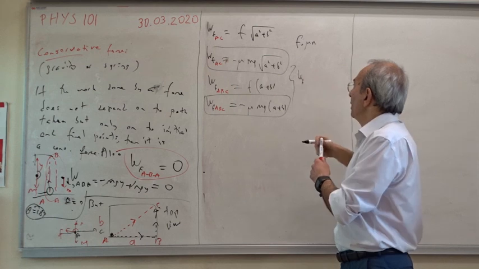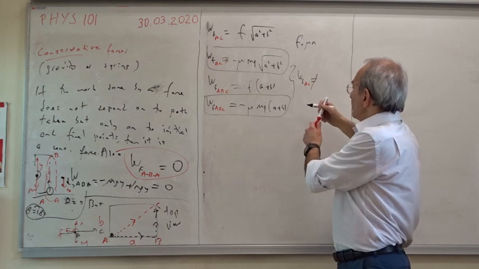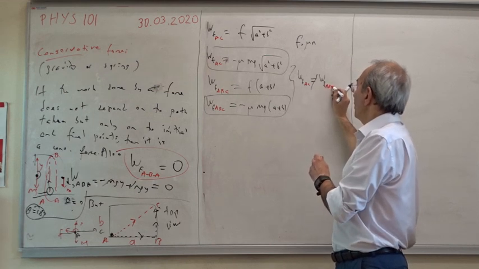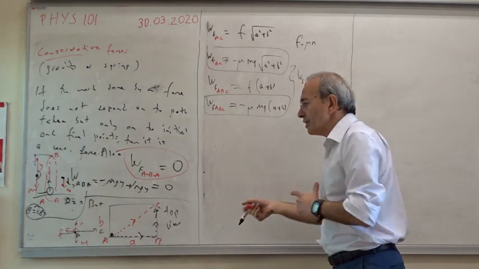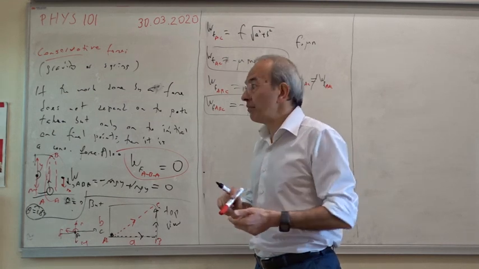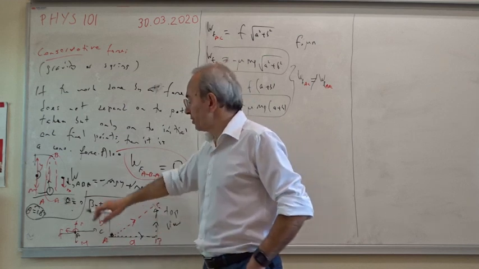Work done by friction along AC is not the same as work done by friction along a different path ABC, although the initial and final points are the same. If you change the path, the friction force does a different work. However, gravity, as we have seen here, does the same work irrespective of the motion.